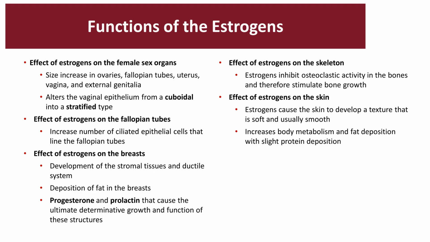Here are the key functions of estrogen. It affects the female sex organs, increasing the sizes of the ovaries, the fallopian tube, the uterus, the vagina, the external genitalia. It can alter the vaginal epithelium, transitioning it from a cuboidal to a stratified type. It also has effects on the fallopian tube by increasing the number of cilia, so that increases the movement of the egg. It also has effects on the breast tissue by developing the stromal tissue and ductal system.